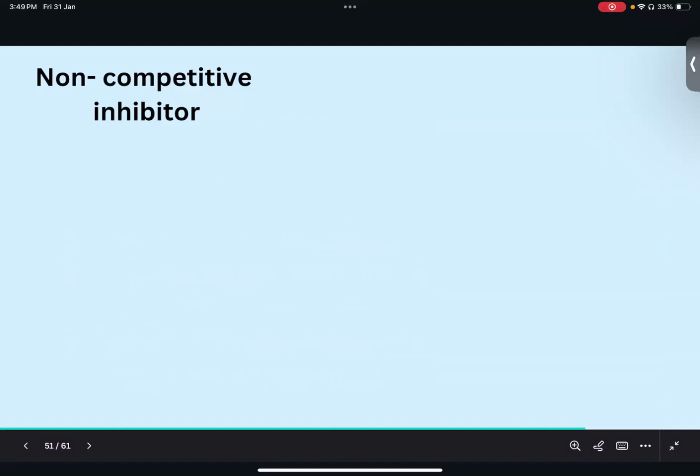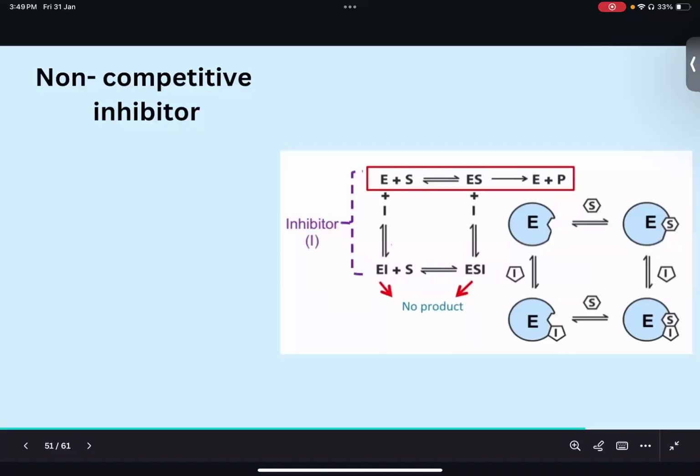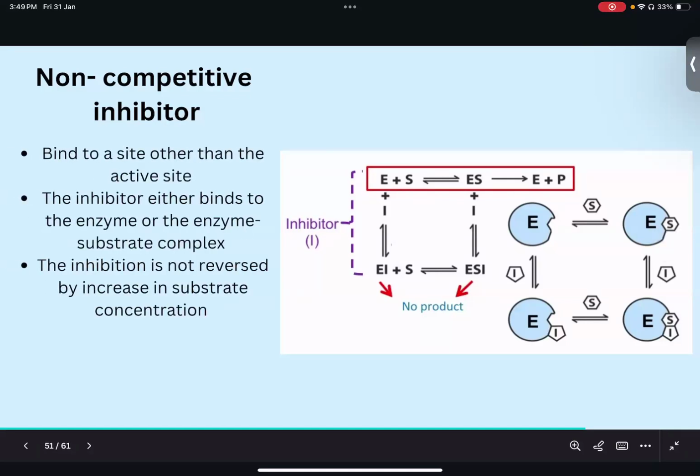Now the non-competitive inhibitor is different from the competitive inhibitor. The non-competitive inhibitor will not bind to the active site of the enzyme. Okay, it will bind to either the enzyme or the enzyme substrate complex. So when it does not bind to the active site of the enzyme, it will not alter the Km. So the Km will not be altered. The one that will be altered is the Vmax.